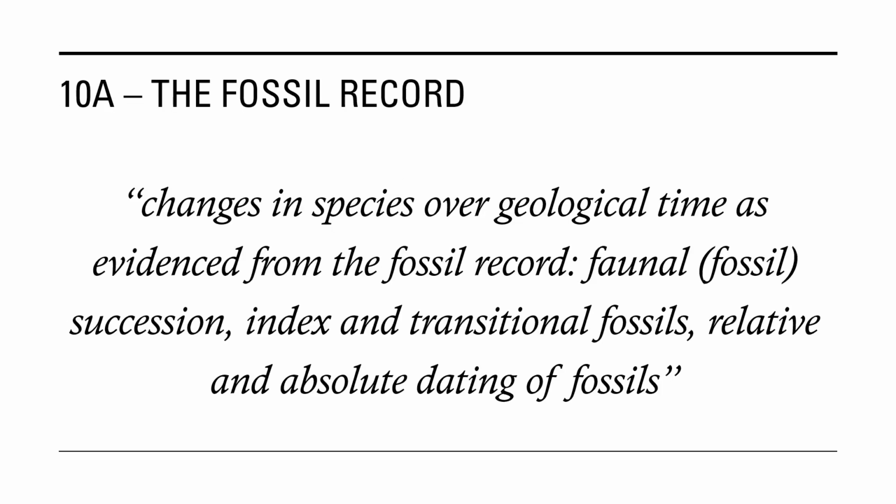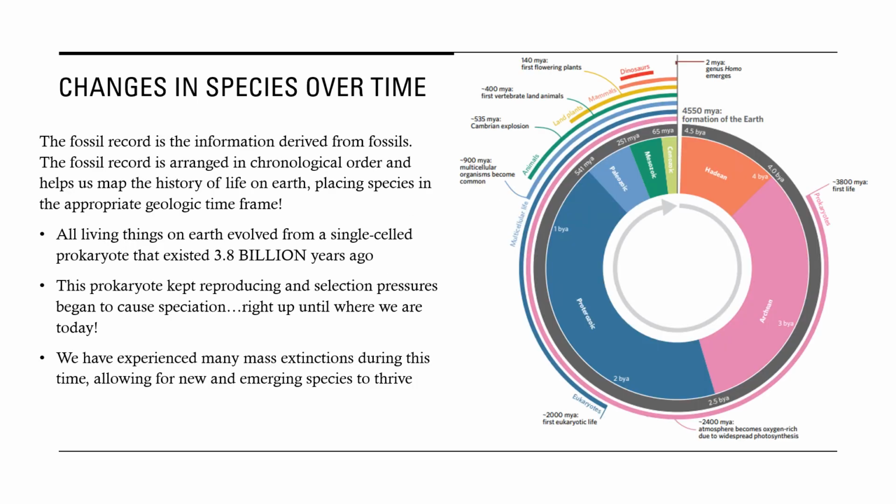In this video, we're going to be looking at 10A, which is the fossil record. We're going to be looking at how we can use the fossil record to look at changes in species over time, and how we can use two different dating methods to do this. So, changes in species over time.